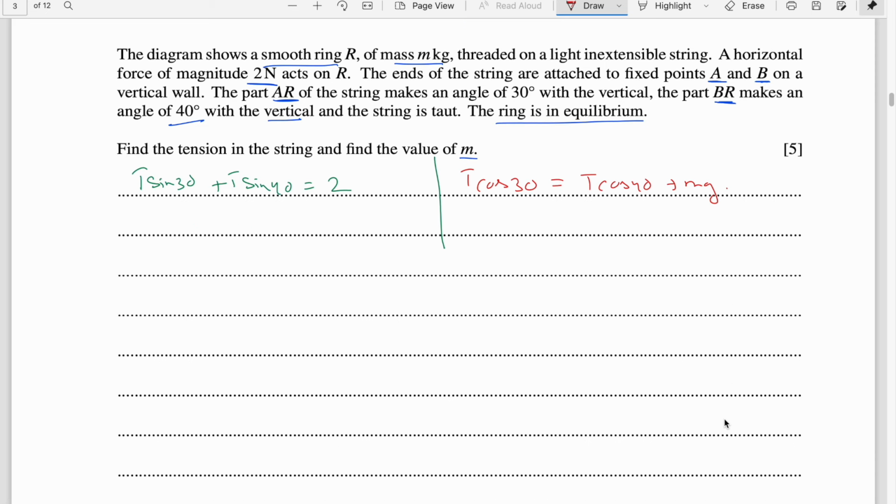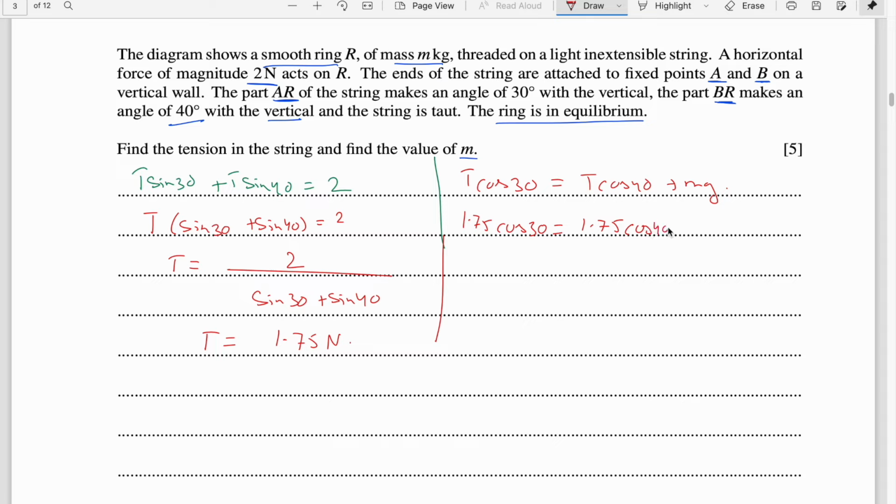Now we will fill in some values. So let's take out T as common. This is sin 30 plus sin 40 equals 2. So T equals 2 divided by sin 30 plus sin 40, and T equals 1.75 newtons. Now I can substitute this value in the other equation to find M. So 1.75 into cos of 30 equals 1.75 into cos of 40 plus, G is 10, so 10M.